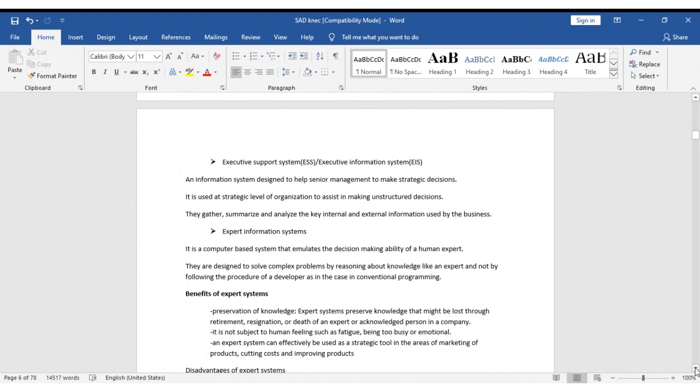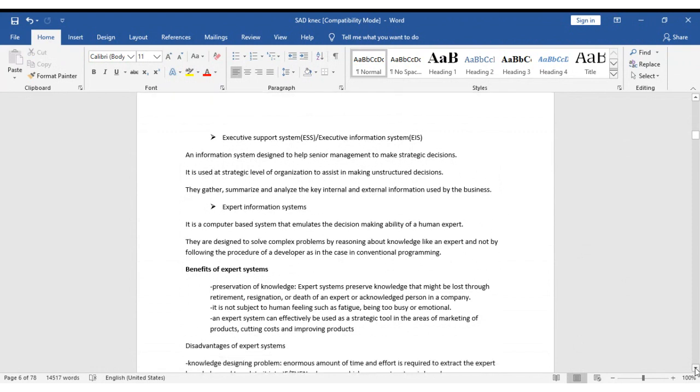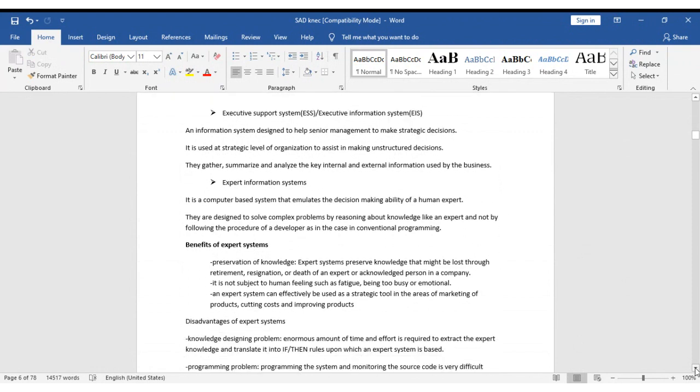Then we have expert systems. These are professional systems that mimic or act as experts can do. Maybe you can have a system that does some engineering function. When we talk about an expert system, it is a computer-based system that emulates the decision-making ability of a human expert.